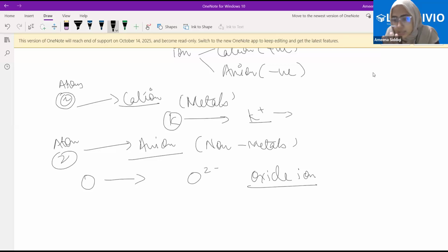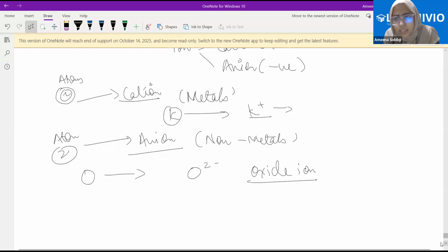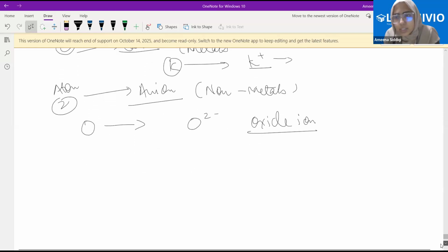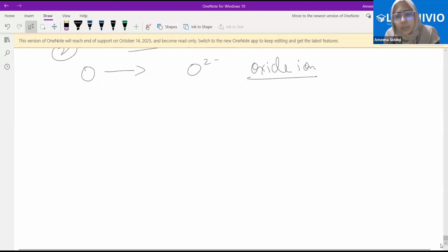I hope the point is clear to everyone. Ma'am, should we learn the names? With practice, you will know this. Some of them you should actually know. It is very obvious oxide means it's coming from oxygen. Fluoride is not that common. Chloride means coming from chlorine, sulfide means coming from sulfur and nitride means coming from nitrogen. These four are more important for you.